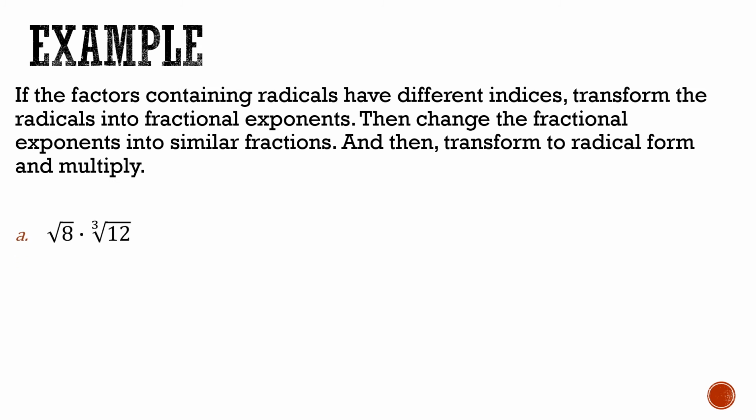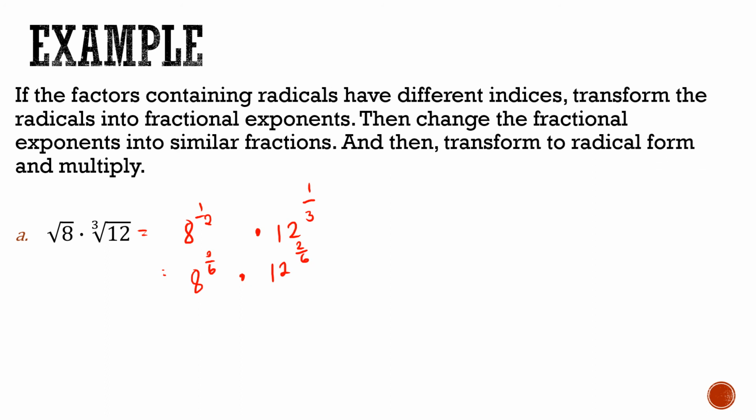Next example, square root of 8 times the cube root of 12. Again, we need to first transform the given into rational exponents. So this will become 8 raised to 1/2 times 12 raised to 1 over 3. And then get again the LCD and follow the same procedure. So we got 8 raised to 3 over 6 times 12 raised to 2 over 6. Again, the LCD is 6.